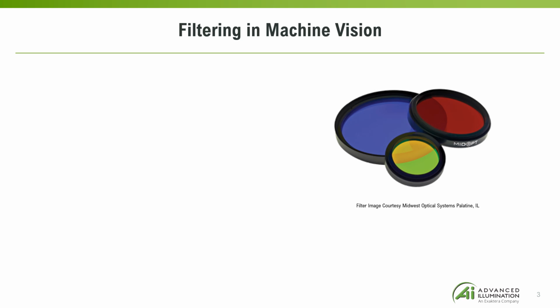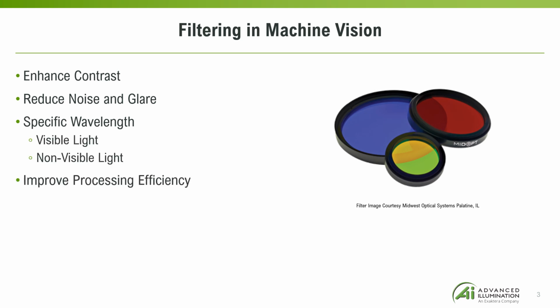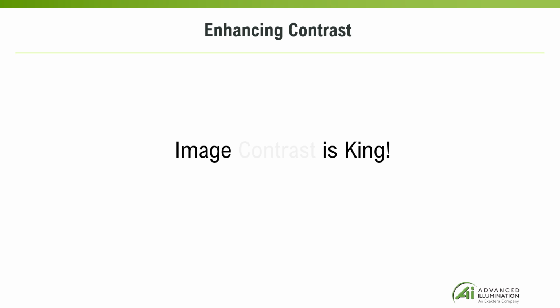Using filters in machine vision offers several crucial benefits, making it a vital tool for various applications. Filtering can help to enhance contrast, reduce glare, or can be used to transmit or block specific wavelengths, including visible and non-visible. They can help to improve the efficiency of the processing times of your machine vision systems. One rule to always remember in machine vision lighting: contrast is king.